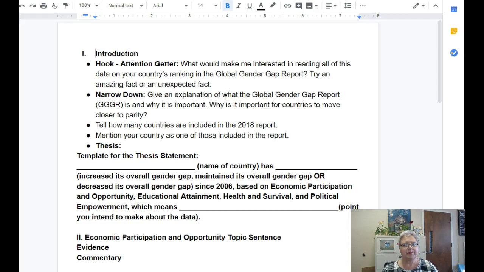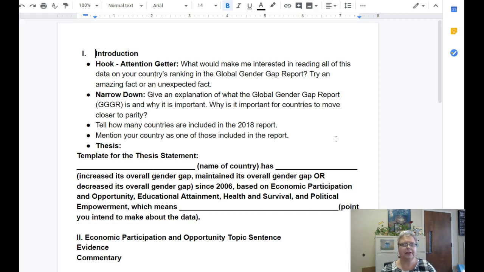But I expected that the United States is a pretty progressive country, and I would expect that they would be higher on the ranking of the gender gap report than they are. And so I could start with something like that. The United States is a very progressive country. However, its ranking on the gender gap report puts it about the middle of all the countries covered in the report. And so I don't know that that's amazing, but at least it was unexpected, and it might make me want to read on in the essay to see, well, why is the United States not higher?